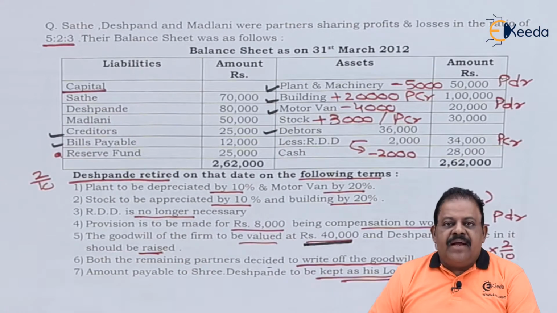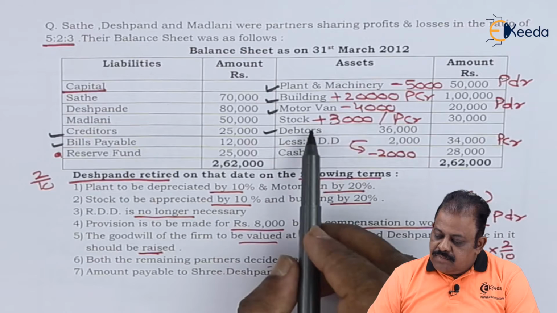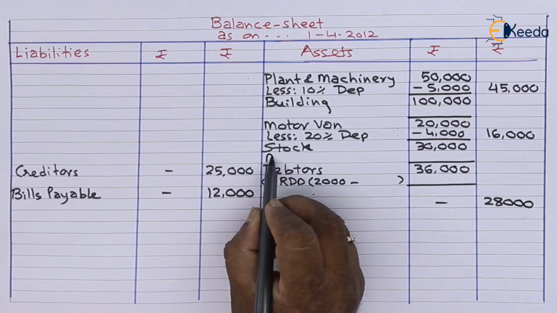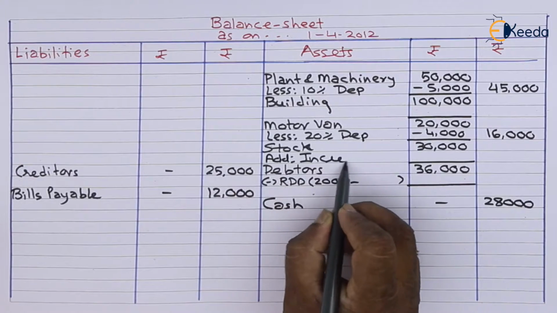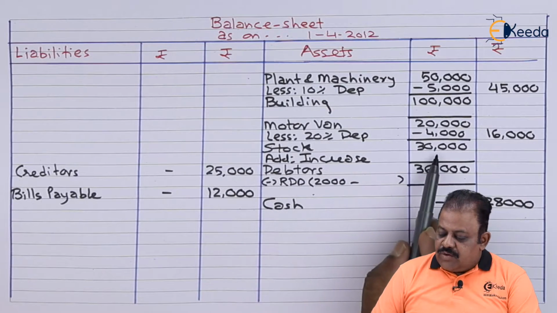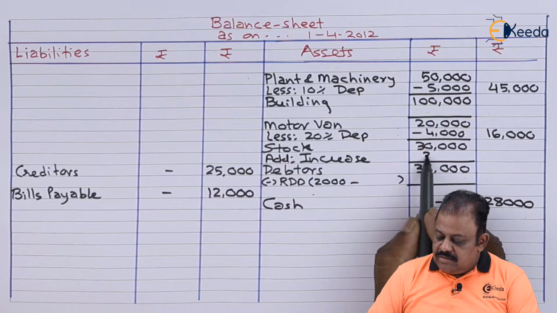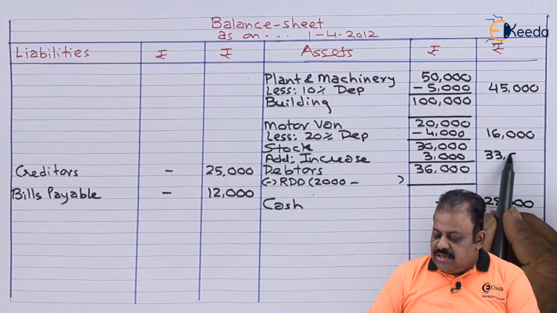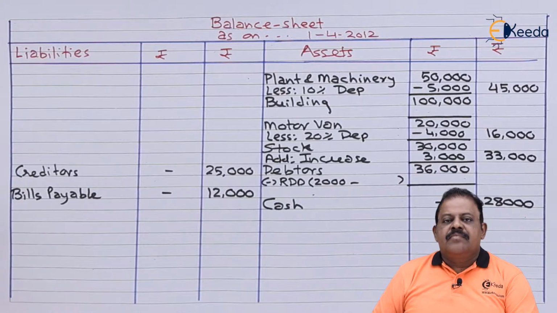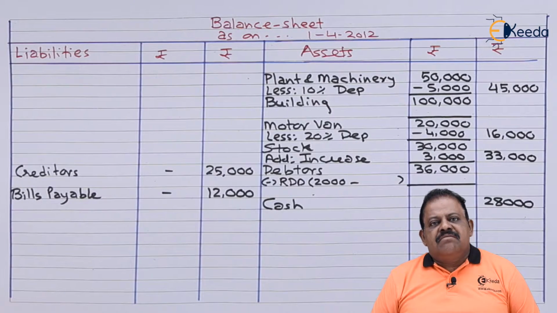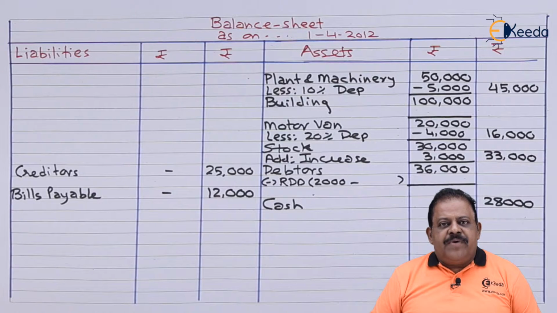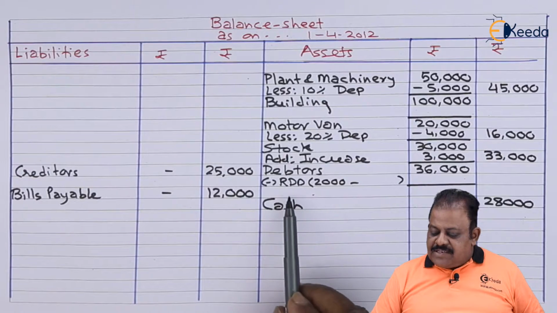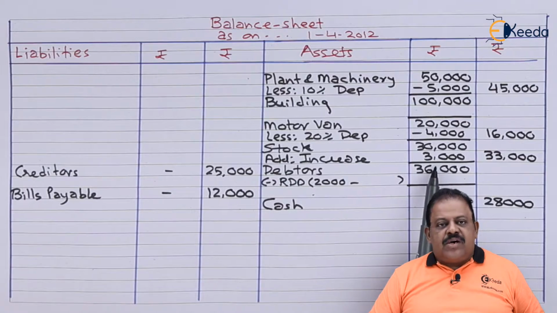Stock to be appreciated by 10%. Stock is 30,000. 10% is 3,000. It will be added to the value of stock, 3,000. So it will become 33,000. This will have second effect in profit and loss adjustment account. Depreciation on motor van 4,000. Appreciation of stock 3,000.